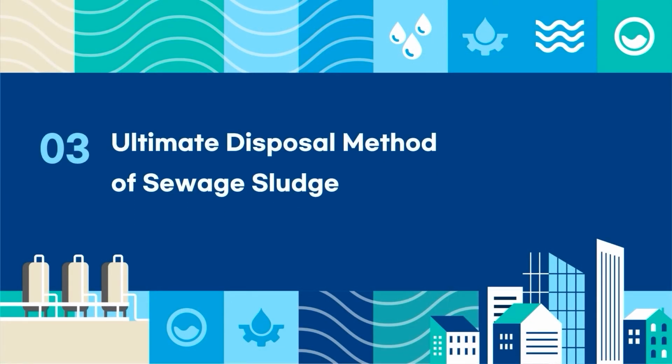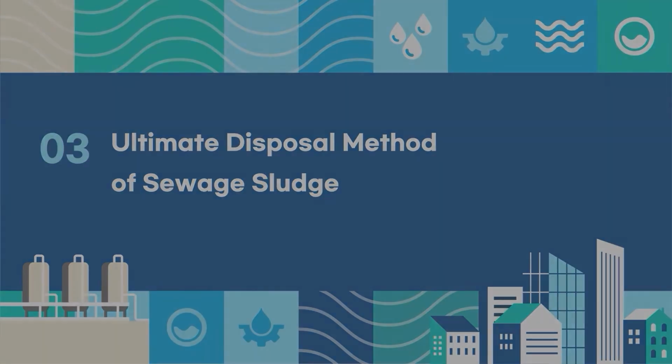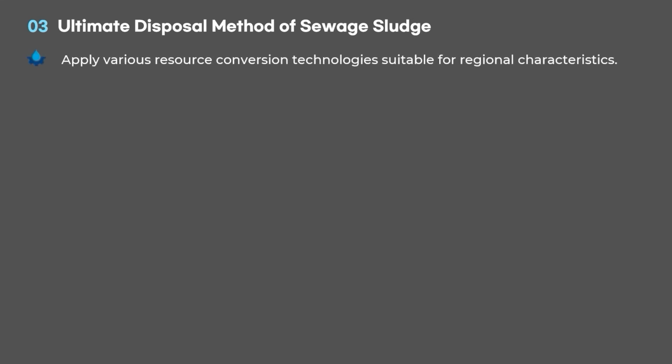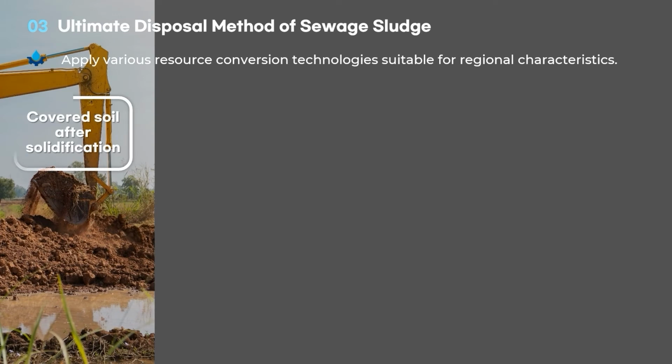Ultimate disposal method of sewage sludge. Finally, we'll look at methods for wastewater sludge disposal. As I explained earlier, the sludge cakes discharged from a dewaterer in a wastewater treatment plant can be disposed of in four main ways. First, sludge cakes can be solidified and used as cover material near landfills.